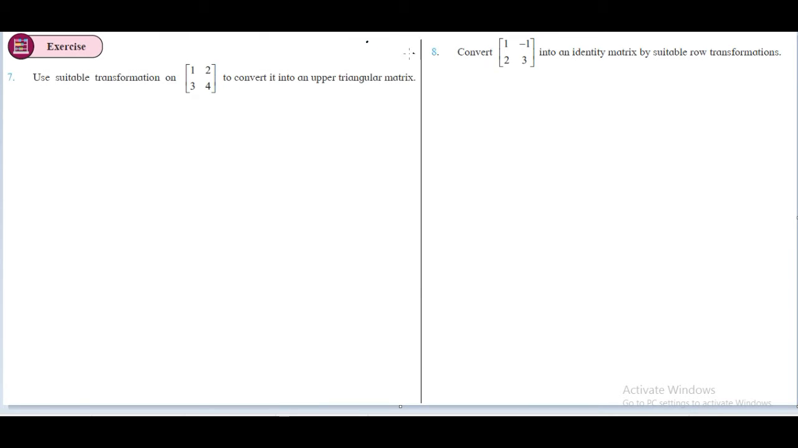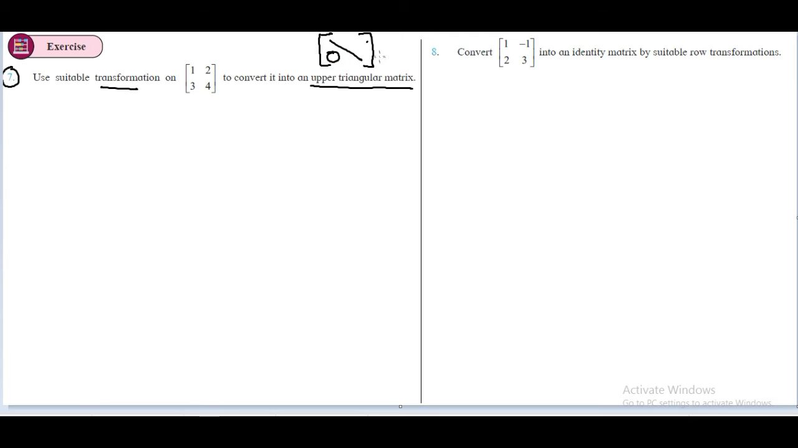Okay, now next question from the exercise is question number 7 we will be doing. Okay, this question says use suitable transformation, the transformations we have just seen, on a matrix given, that is 1 2 3 4, to convert it into an upper triangular matrix. Upper triangular matrix, that is why I have given the revision of the types of matrices. Now what is upper triangular matrix? Upper triangular matrix is a matrix in which all the elements below the diagonal are 0.